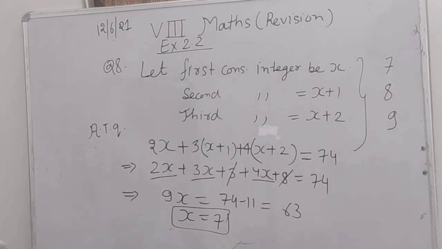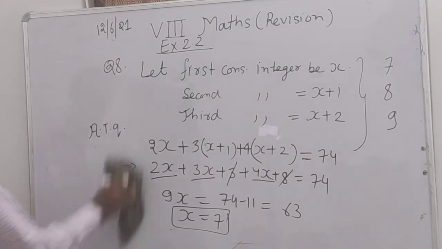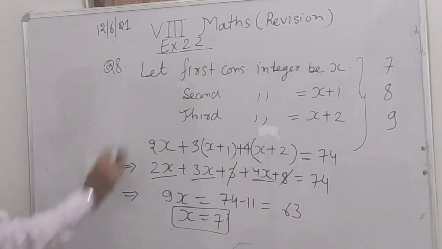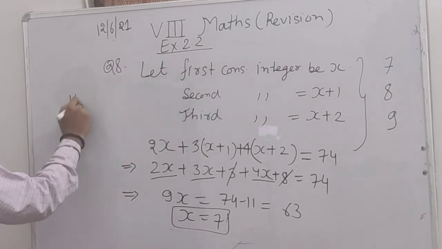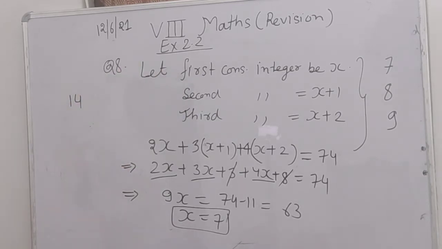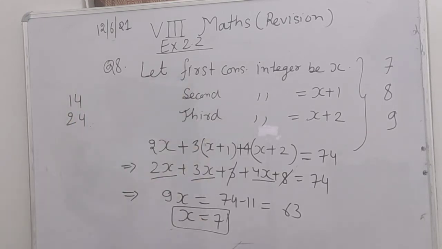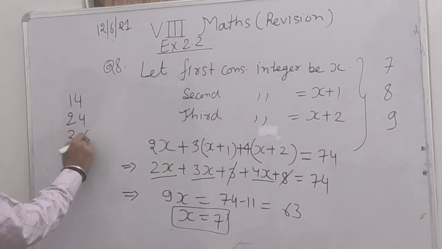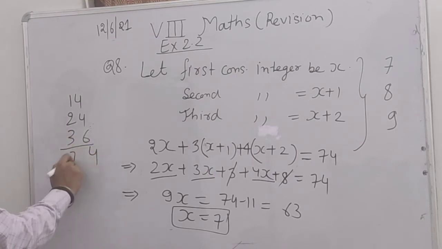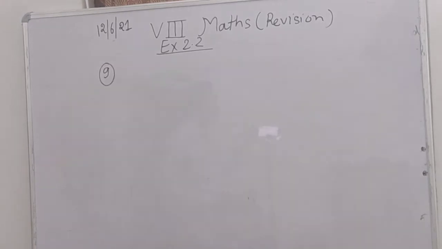Okay, now verification of the answer. Two times the first number: 2 sevens are 14. Three times the second number: 3 eights are 24. Four times the third number: 4 nines are 36. The total is 74. Okay, so our answer is correct. So the numbers are 7, 8 and 9. Let's come to the next question.